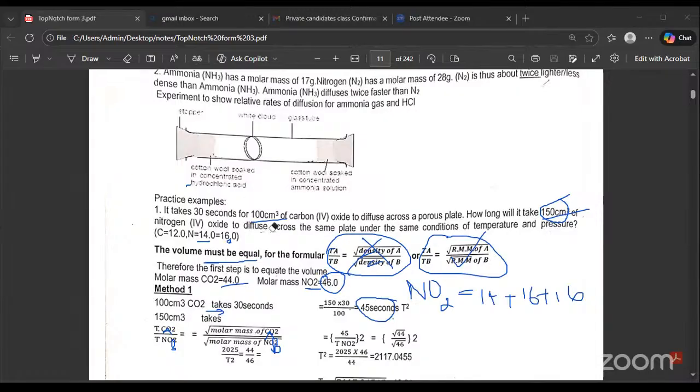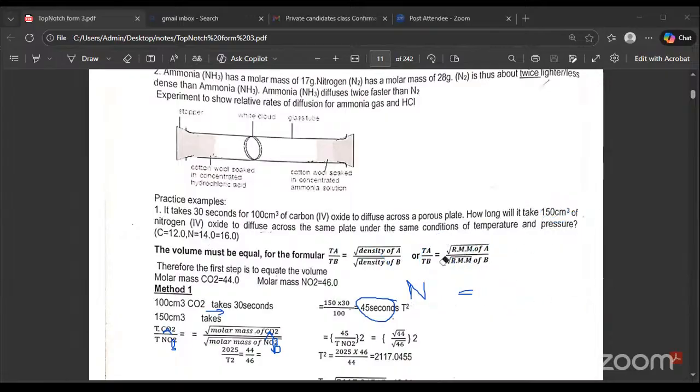Now this one is skipping some of the processes, which I want us to know. I want us to know all the processes. So the condition for using time is equal volume. That is the condition. But if we are going to use another method, which you will see, that is method one. Even if it is not there, for method two, I must show you how it is done. So we have TA, which is CO2.